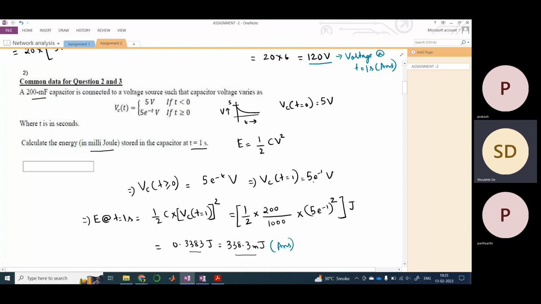Now at t equals to 1, what is the voltage of the capacitor? You just need to replace t by 1 second, so it is 5 into e to the power minus 1 volt. And then what is the energy at t equals to 1 second? It is half C into Vc at t equals to 1 squared. Just replace this value over here, and you'll be getting 338.3 millijoule. So this is how you would solve question number 2.